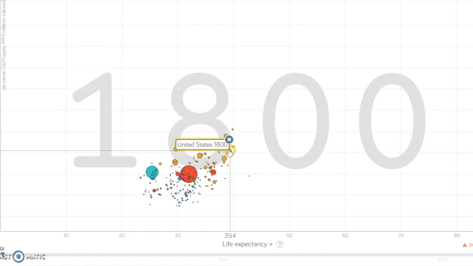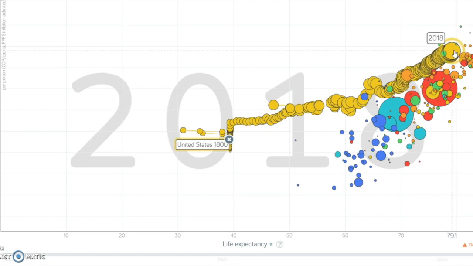In conclusion, in the last 200 years, life expectancy has more than doubled as income has risen. In the 1800s, the average income in the US was around $2,200, with an average life expectancy of 39 years. Compared to 2018, the average income in the US was $55,000 with a life expectancy of 79 years.